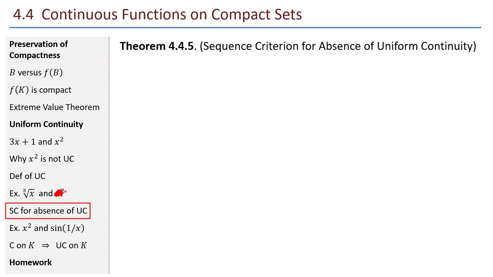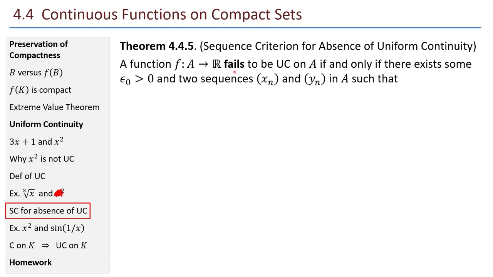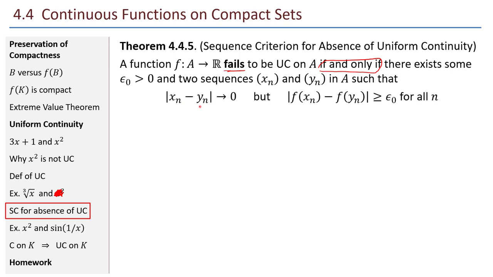The sequence criterion for absence of uniform continuity. We like to be able to prove that some functions are uniformly continuous. Also, it's nice if I have a tool to prove that a function is not uniformly continuous. And this is a nice way to do it. The sequence criterion for the absence of uniform continuity. A function f going from A to R fails to be uniformly continuous on a set A if and only if there exists some epsilon naught greater than 0 and two sequences xn and yn in my set A such that corresponding sequence terms get closer and closer to each other.